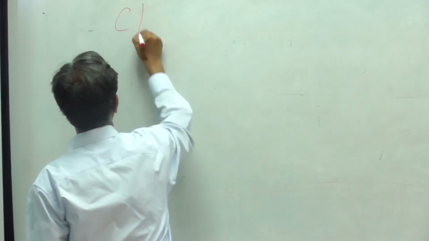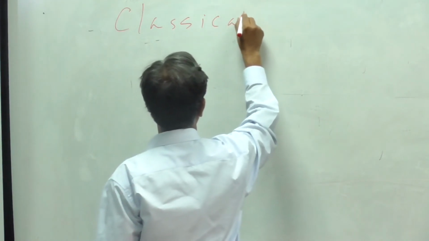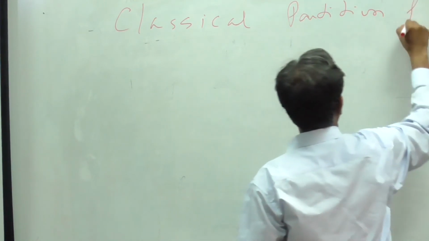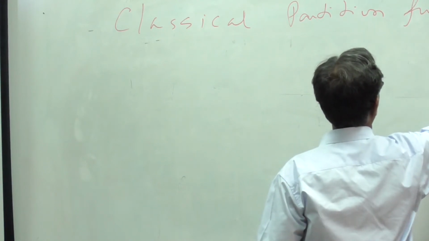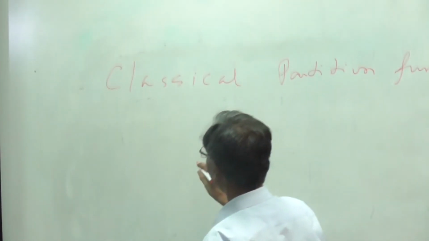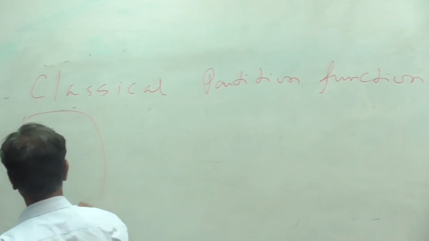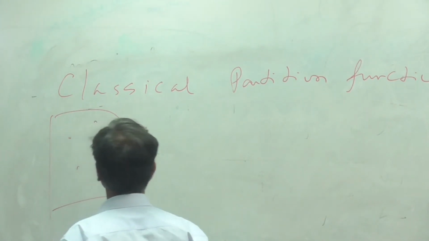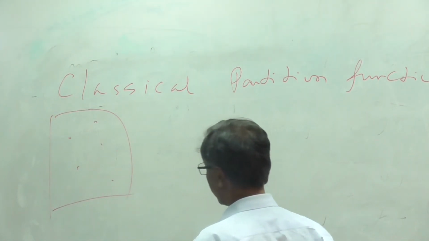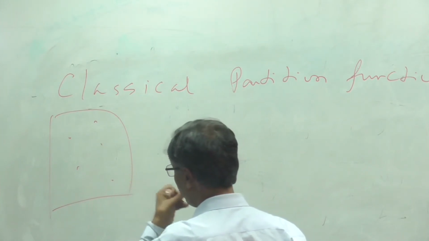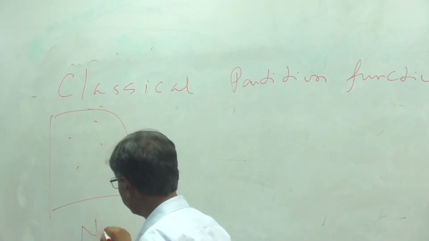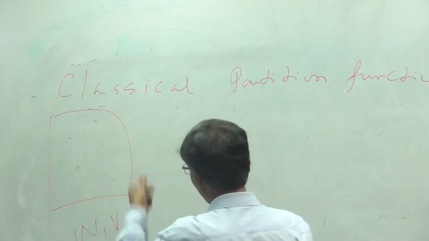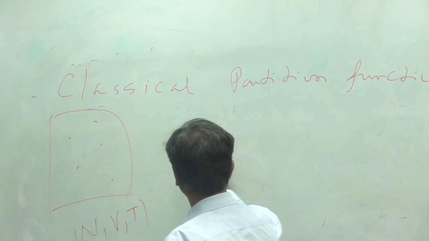So what could be the expression of the classical partition function? Let us consider a system of gas particles, or kinetic theory of gases, a number of particles N in a volume V and temperature T. Now I know that I am going from quantum to classical, though that was not the way it was done.